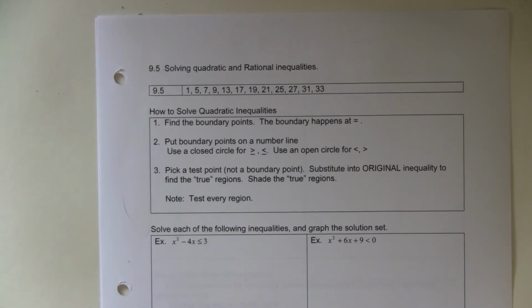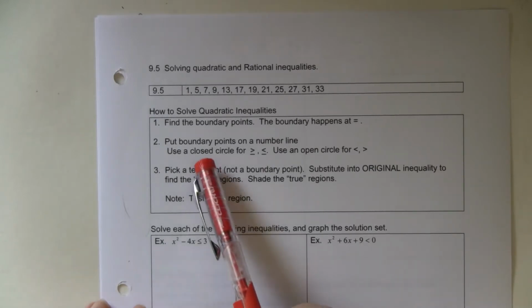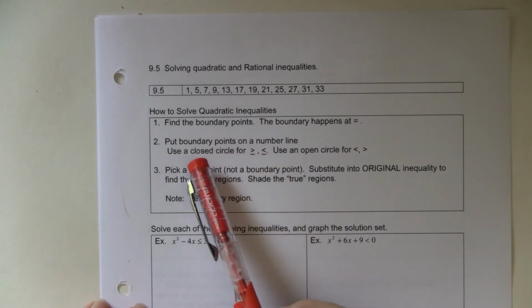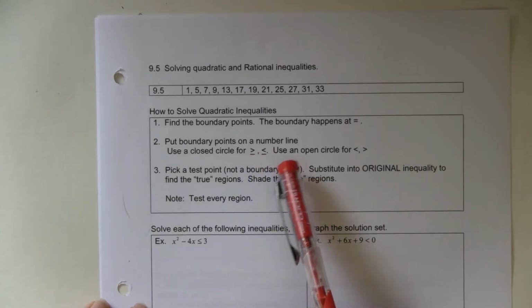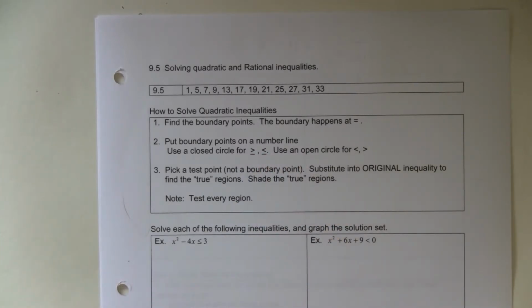They do a slightly different method in your book with the signs, but they start off the same way, by looking at where it's equals. After you find the boundary points at equals, you use whatever normal methods to do that: the quadratic formula, or factoring, or the square root method. Then you put your boundary point on your number line, and you use a closed circle if it's greater than or equal to, or less than or equal to, and you use an open circle if it's greater than or less than.